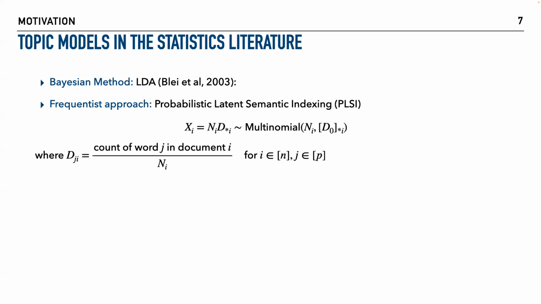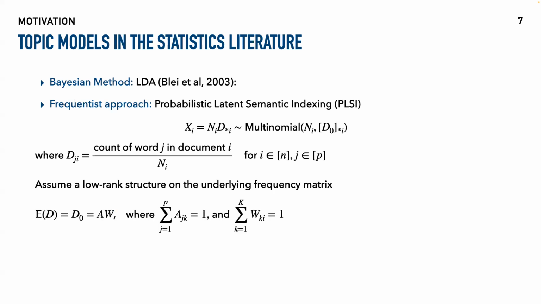This is the number of words that you have to generate. And the underlying frequency for that particular document is denoted by this frequency matrix D0. And the thing that essentially saves us in this setting is that we're going to assume that the underlying frequency matrix D0 has low rank structure, here indicated by D0 equals A times W, where you are also going to assume that all of the columns of A sum up to 1, and the columns of W also sum up to 1. So you have some simplex structure on A and W, right?